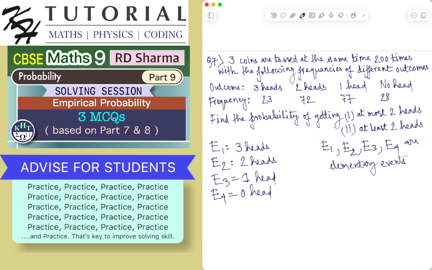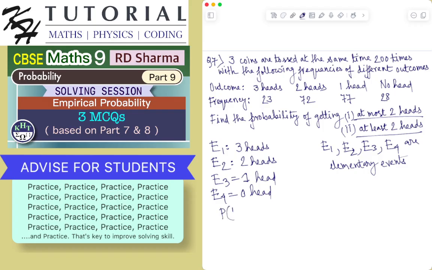Okay, now what the question has asked: find the probability of getting at most 2 heads and at least 2 heads. These events, at most 2 heads and at least 2 heads, are compound events which we have to define as a collection of these primary events E1, E2, E3, E4. Now before that, let's quickly find the probability of all these elementary events.